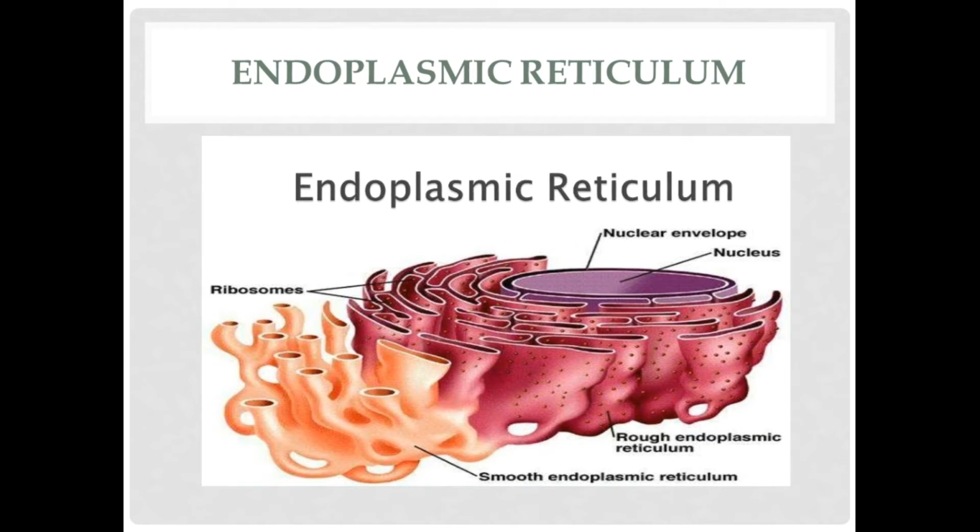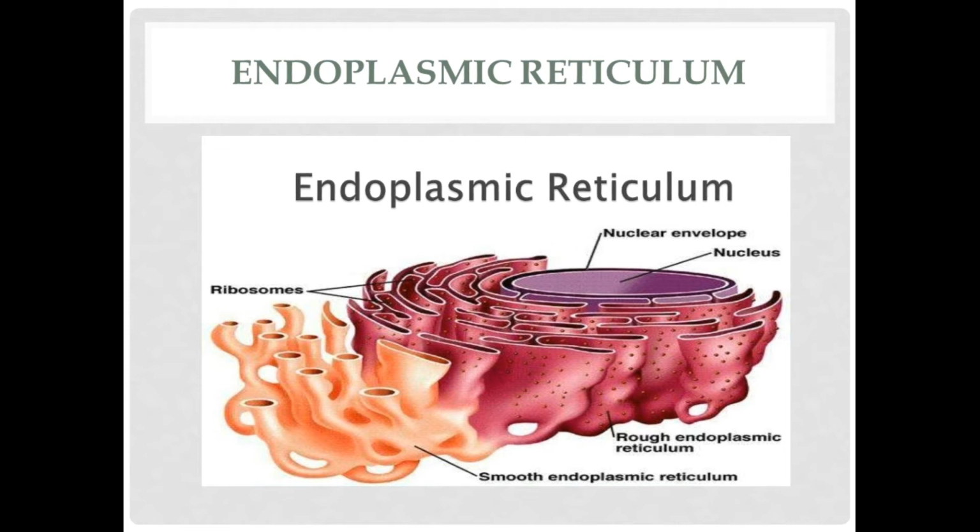Now let's look at the endoplasmic reticulum. There are a series of membranous tubes and sacs that run throughout the cell. They may be covered with ribosomes, and if they are covered with ribosomes, they will be called the rough endoplasmic reticulum. Or ribosomes may be absent, forming the smooth endoplasmic reticulum, which is more tubular.